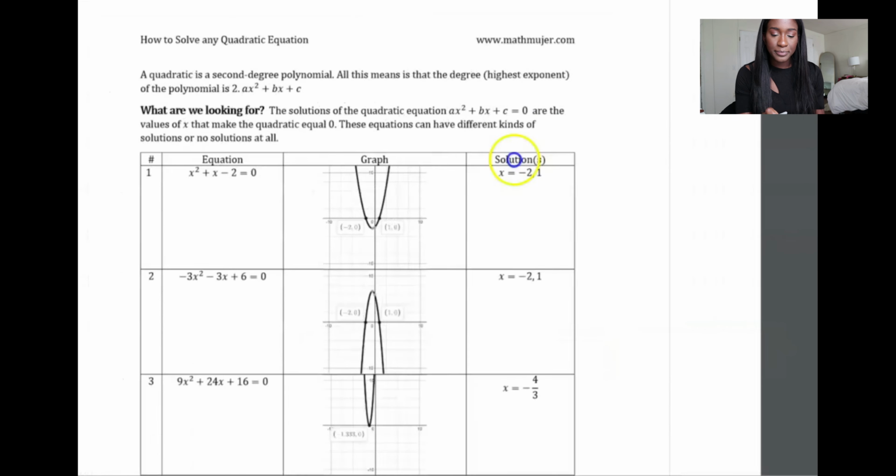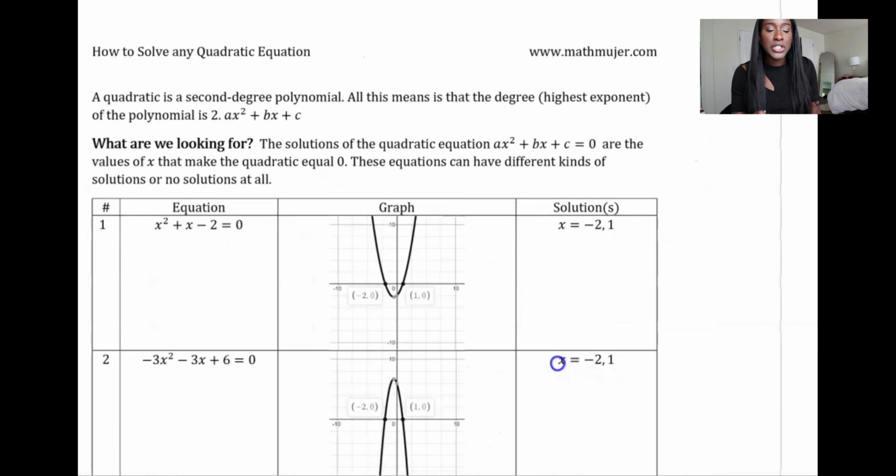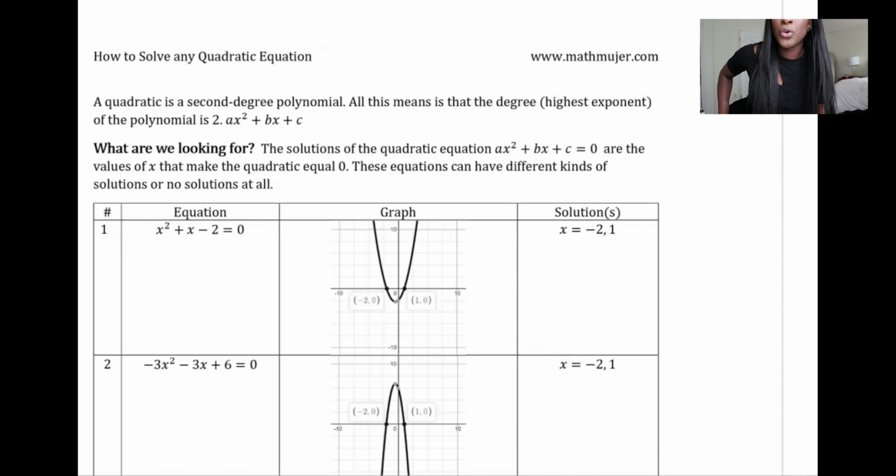So let's get started. So just starting off, we want to talk about what is a quadratic. A quadratic is just a second degree polynomial. All that means is that the highest exponent that shows up is 2. And typically, we're very used to seeing quadratics in the form ax squared plus bx plus c. There's other forms that it can be written in, but for now we're just going to talk about that one form. So what are we looking for when we're solving a quadratic equation?